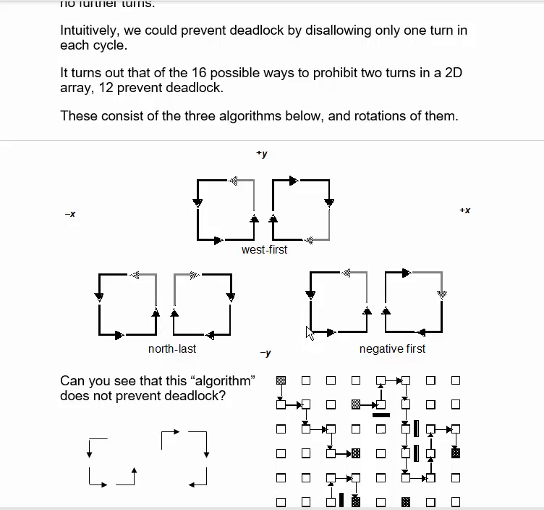you make. And a negative first also prevents deadlock, which says that if you're going to go in a left direction or a down direction, you do that first. You don't make a turn into a leftward direction or into a downward direction. All of those prevent deadlock.